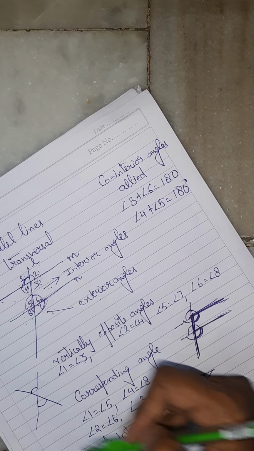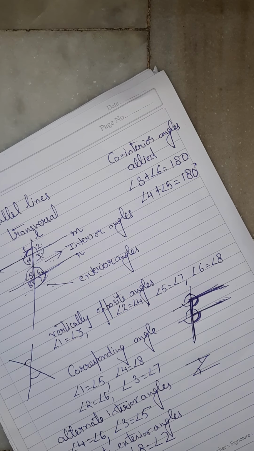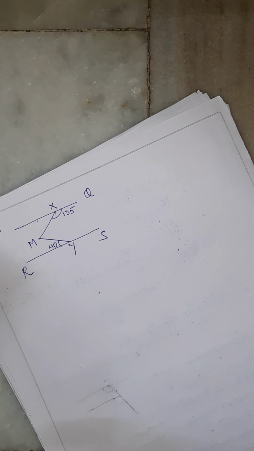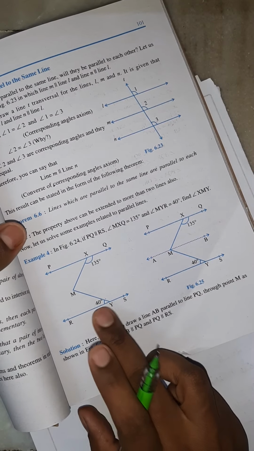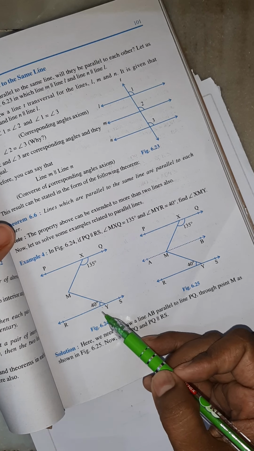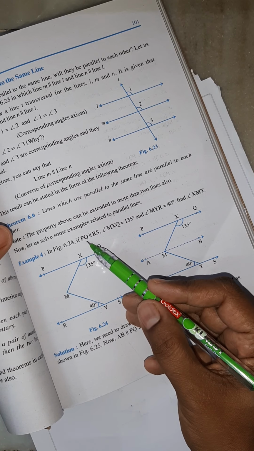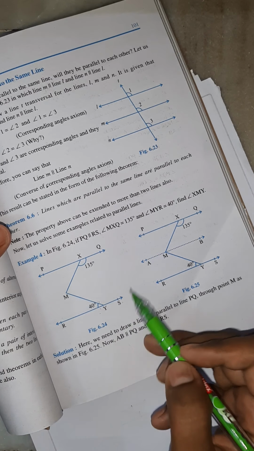So all these angles you have studied in your previous class also. Just a recall of all these angles once again. Now let's start with example number 4 from your book. Just see the example. This is a figure given to you. It says in figure 6.24, this figure they are talking about. Here they are saying PQ is parallel to RS.